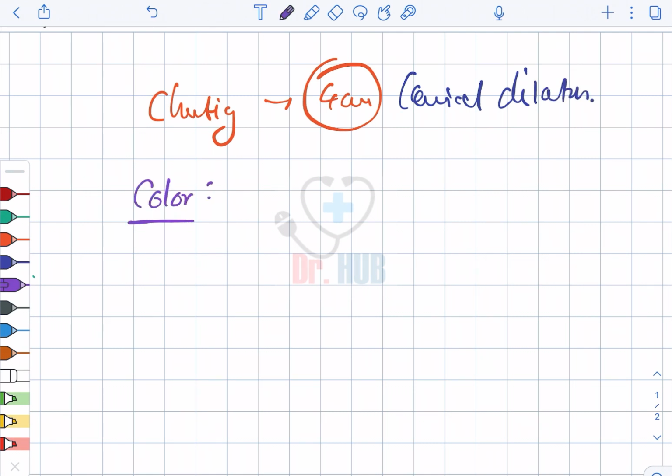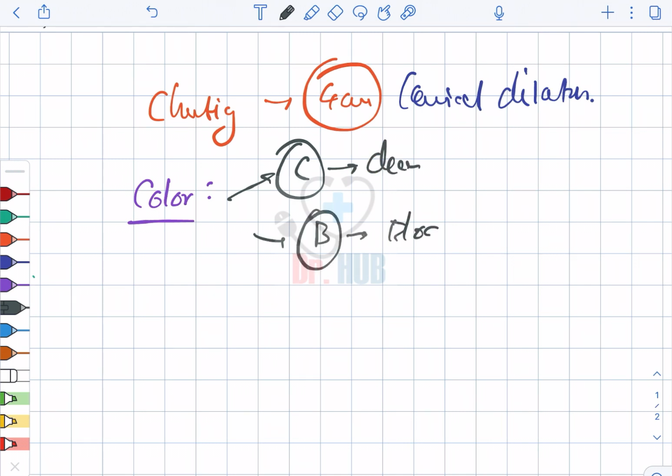Next, looking at the color. C is for clear, B is for the blood, and M is for the meconium.